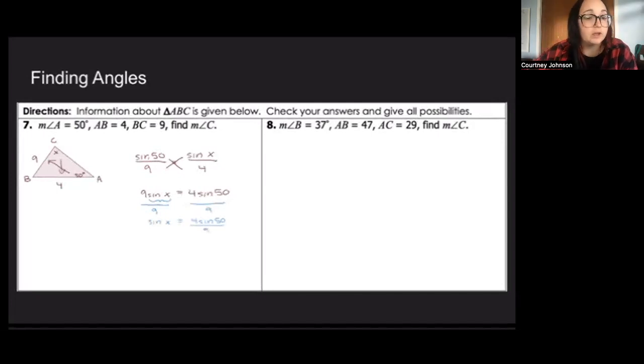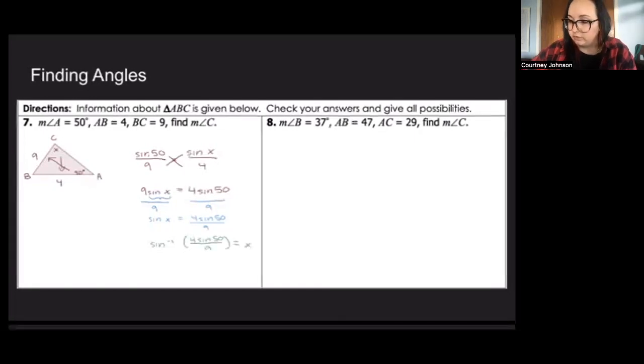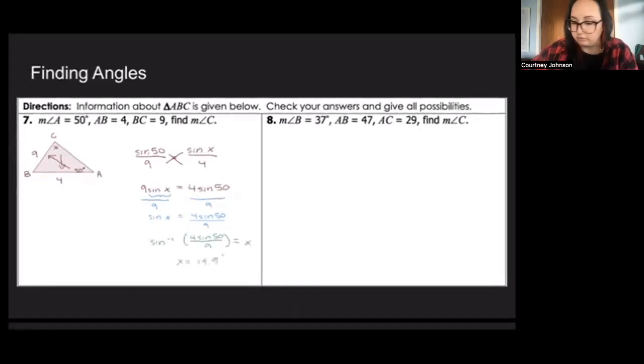Now, this is where we have to use our inverse sine. We practiced using our inverse sine a couple days ago, okay? So your inverse sine of 4 sine 50 over 9 would give you what X is. And in this case, X is 19.9 degrees.